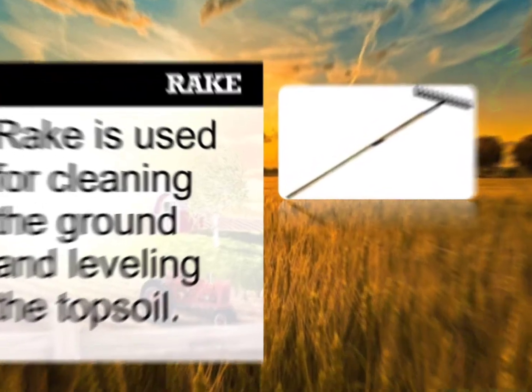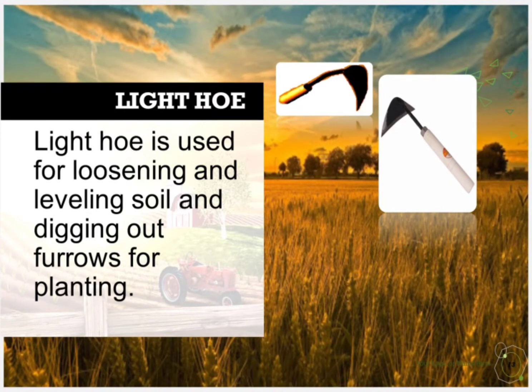Next is light hoe. Light hoe is used for loosening and leveling soil and digging out furrows for planting. Light hoe, from the word itself, light po siya at handy lang talaga na tool na kung saan ay very convenient when it comes to its uses and for storage matters. Ito class ay karaniwang ginagamit kapag tayo ay maglalagay na ng seedlings sa lupa na ating pagtataniman. Pwede rin ito class na gamitin pang tanggal ng mga bato o maliliit na bato kapag wala talaga tayong available na appropriate tools para dito.